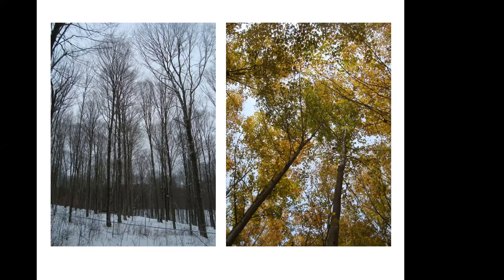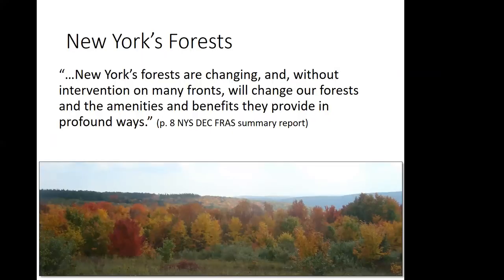But as we'll see in a minute, these forests are in many cases aging and maturing, and it's not without some additional risk. And this is from the New York State DEC, the FRAS, the Forest Resources Assessment Survey. It's a summary report, and they reported that New York forests are changing, and without intervention on many fronts, our forests are going to change, and the amenities and benefits that they provide are going to be altered in very profound ways.